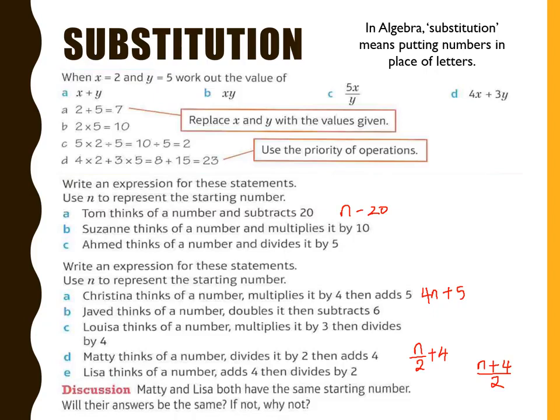2 plus 4, that's 6, divided by 2 is 3. So this is 5 and this is 3. Of course not. So will their answer be the same? No. Why not? Well, if we assume n equals 2, this is how you would answer this question. So you'd say, no, because if we were to assume n equals 2, then this expression would give us 5, and this expression will give us 3. That's my proof that they will not have the same answer.